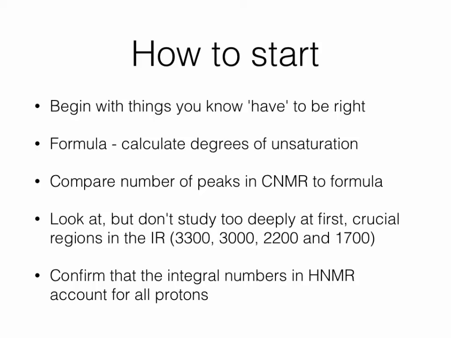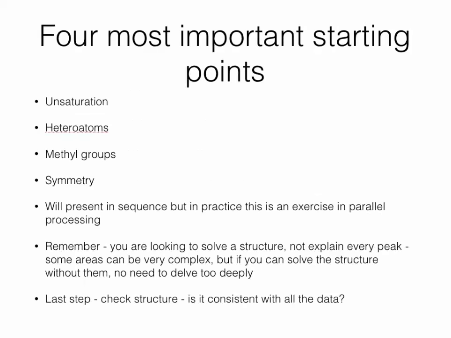I wouldn't act as if you only had IR information, but you can look at the quick stuff first, knowing that you can go back later and check out things. And of course those are the regions we looked at in the past: 3300, 3000, 2200, and 1700, to give you lots of information. The next thing to do then is confirm that the integral numbers in the proton NMR, that is to say those area peaks, account for all the protons so that everything's there in front of you. Once you've done that, you're in a good place to begin to get started.